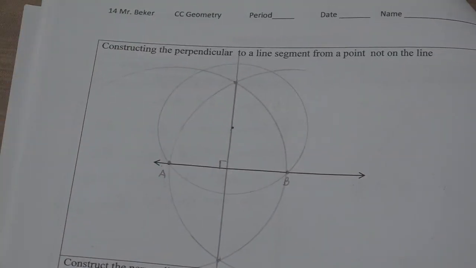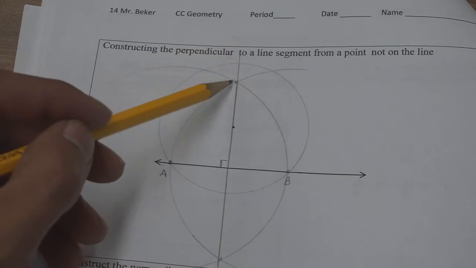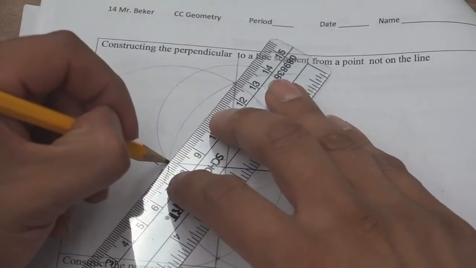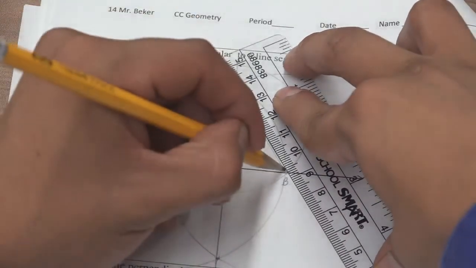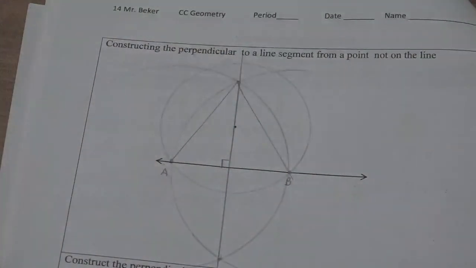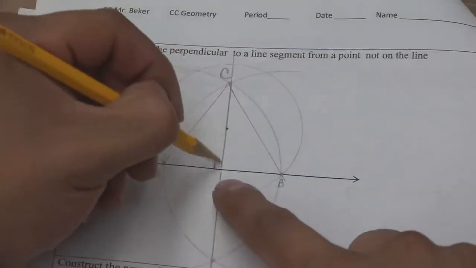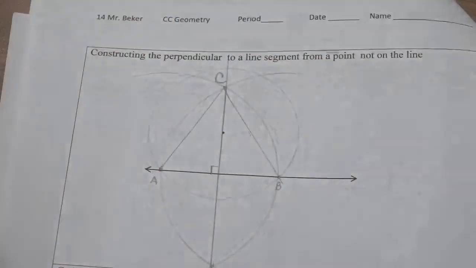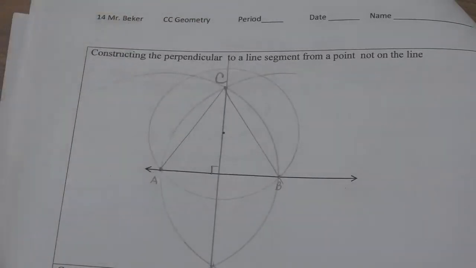And what do I need that for? Well, you will need to remember this because, if you don't believe me, let's connect these points right here. My friends, I present to you, and let's call this C, I present to you the altitude of triangle ACB. That is why you need to know how to construct the perpendicular from a point not on the line.